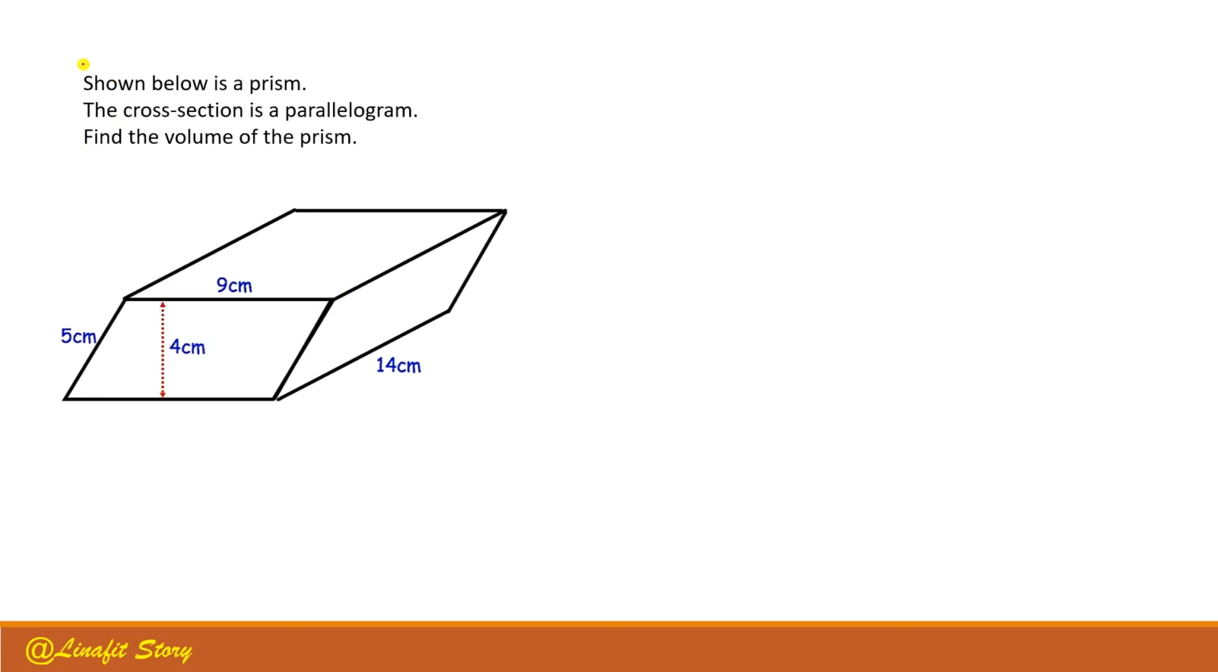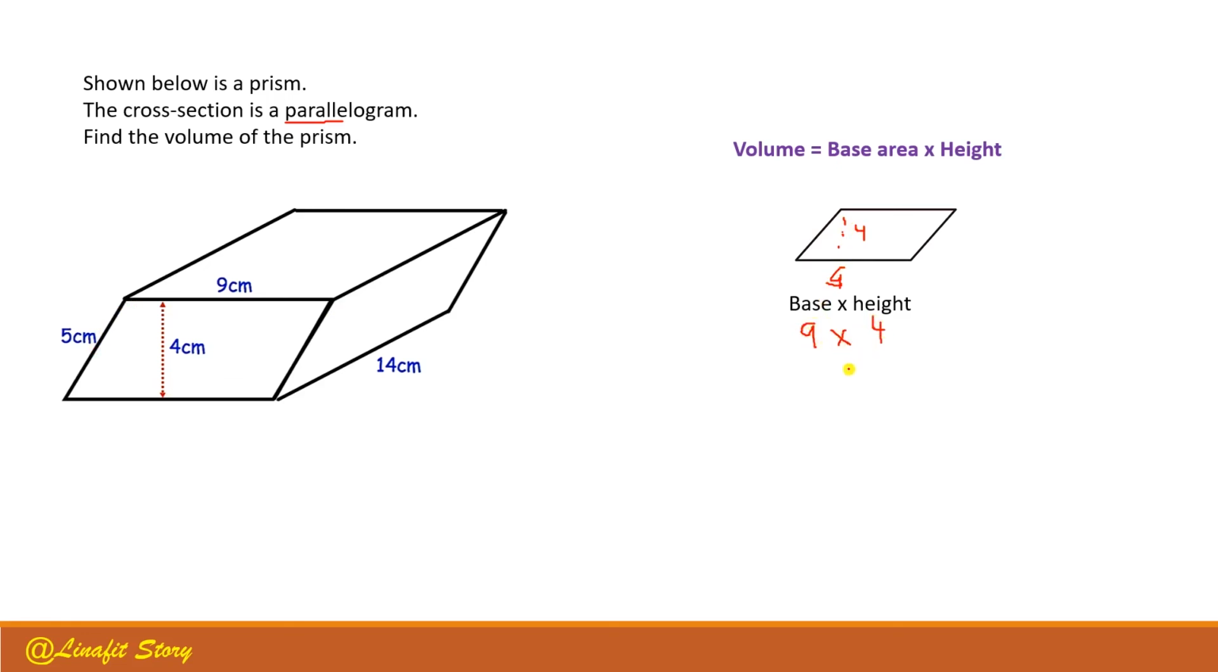Shown below is a prism. The cross-section is a parallelogram. Find the volume of the prism. To find the volume of a prism is base area times height. The cross-section is a parallelogram. So the base area is the parallelogram. How to find the area is base times height. The base is 9 cm, while the height is 4 cm. So the base area is 9 times 4 is equal to 32 square cm.